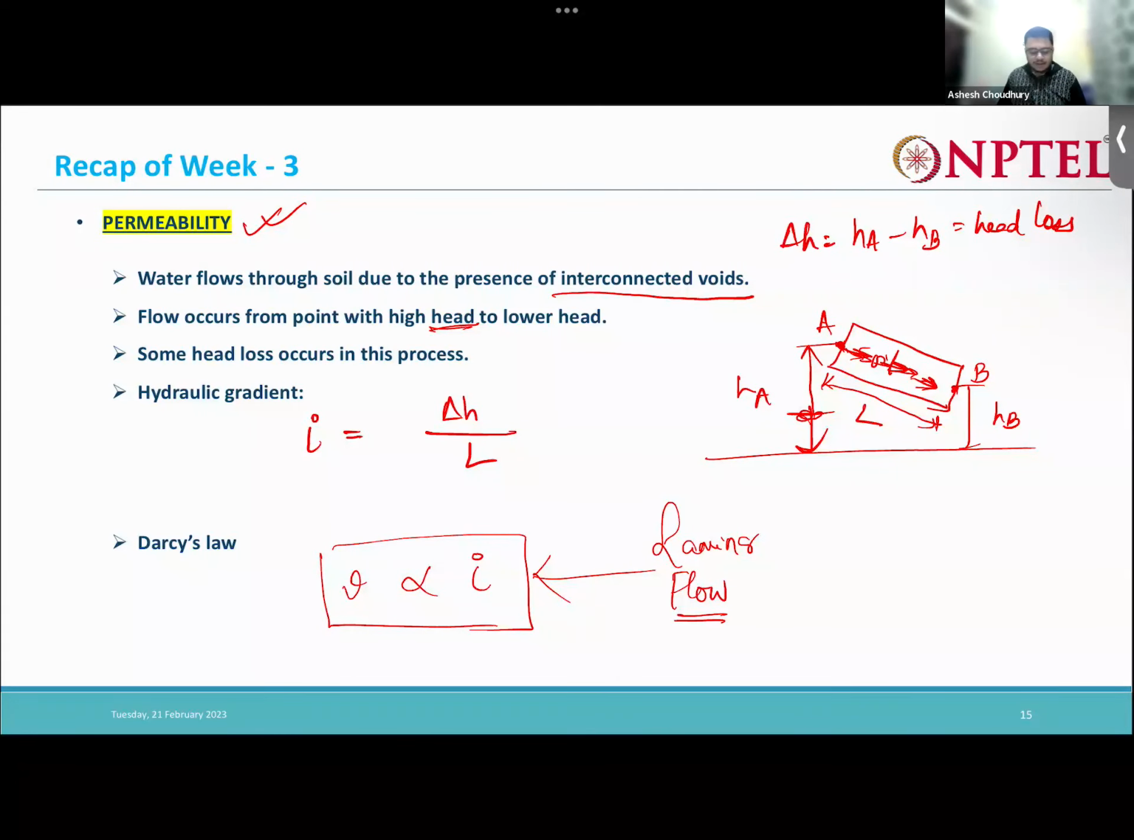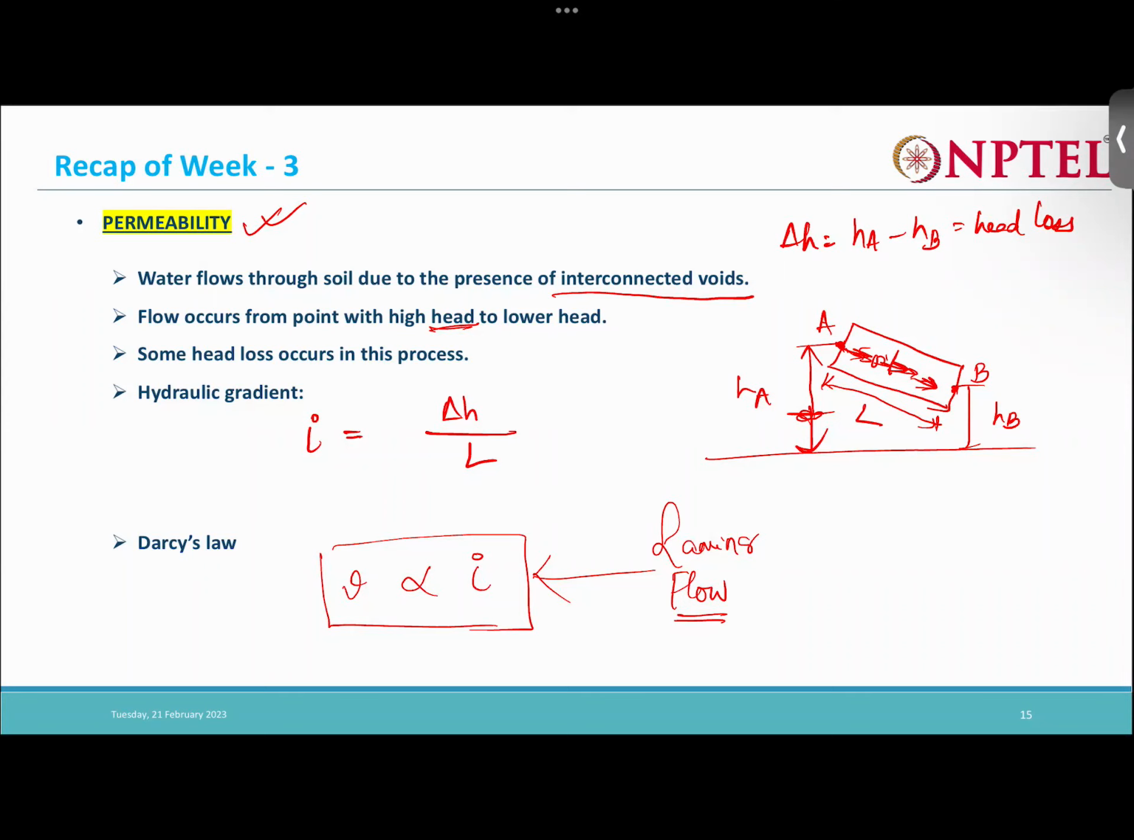Can you tell me what is meant by laminar flow, if you have any idea? Laminar flow, I think the flow will be less, medium, not a high level flow of water.